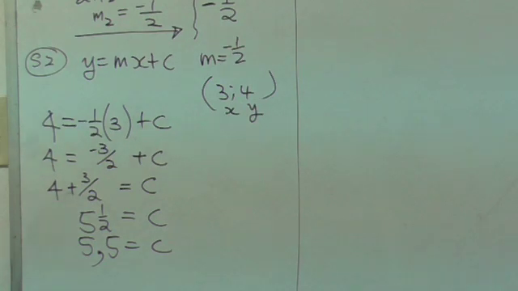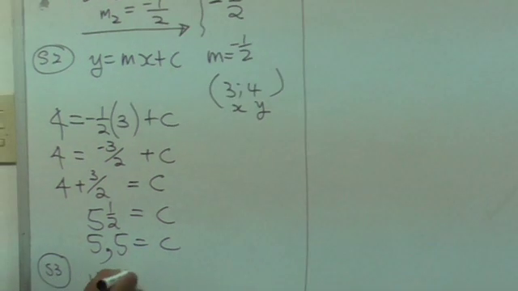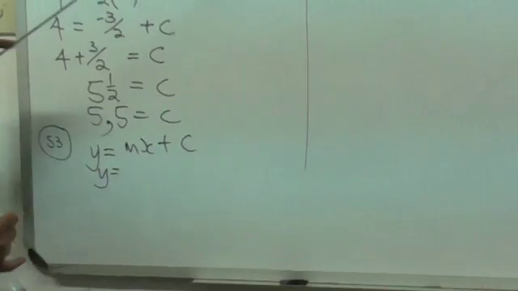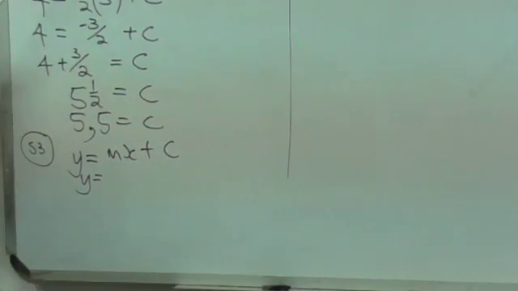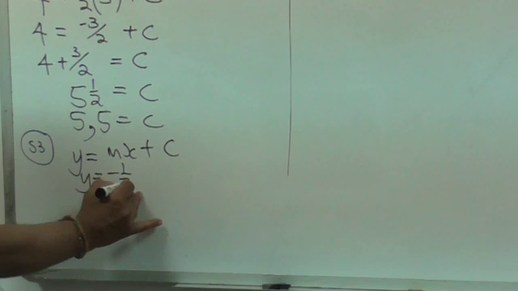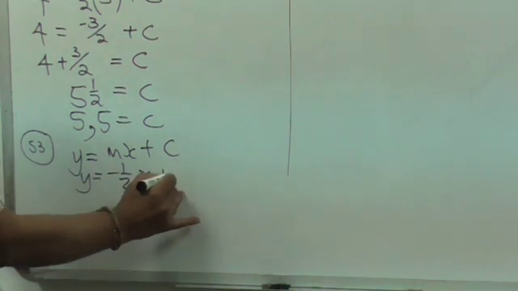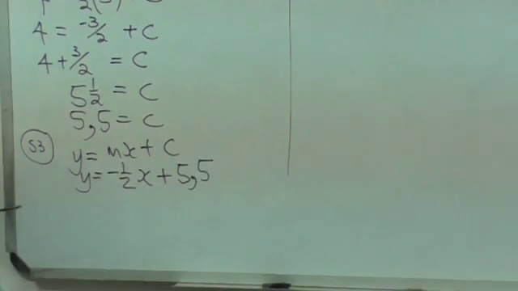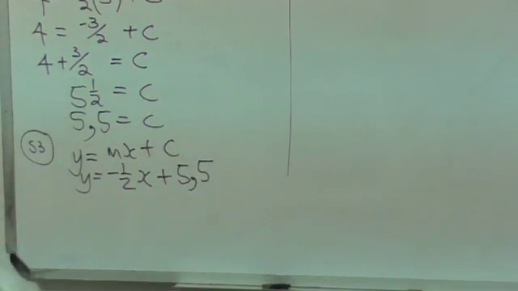Alright? Now, the final step, step 3. Y is equal to mx plus c. Y is equal to, we already got the m, negative half x plus 5.5. Alright, so that was number 8.